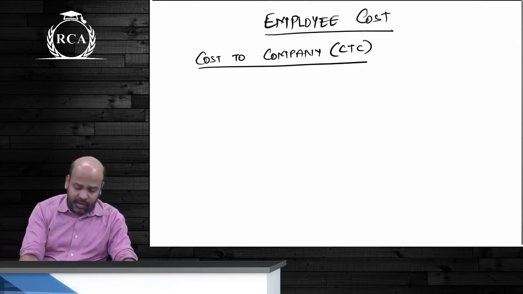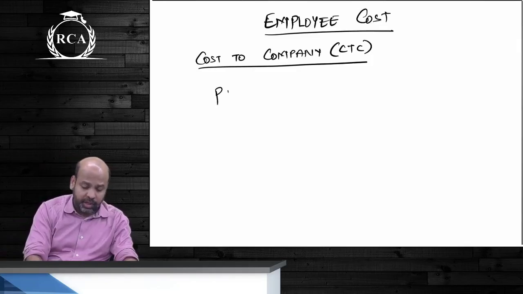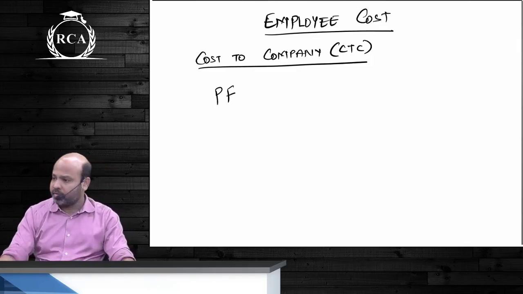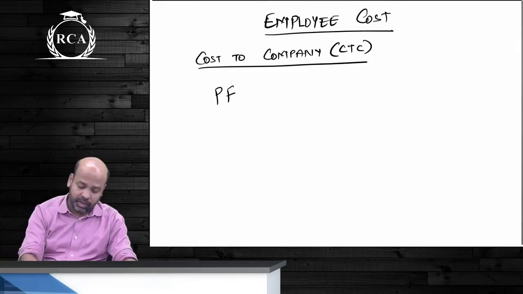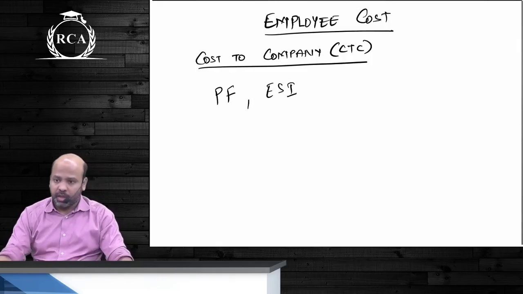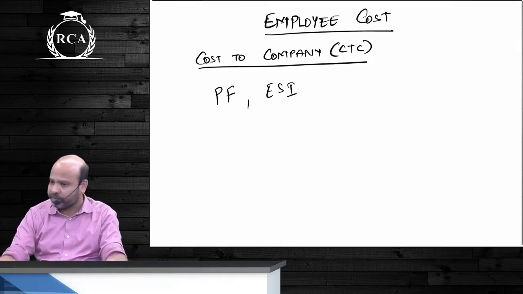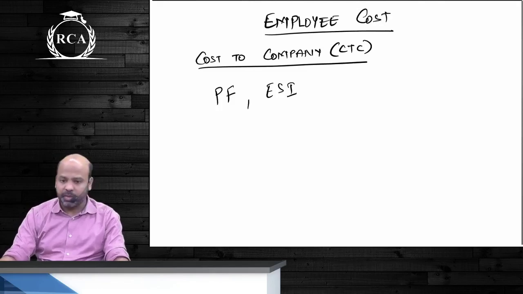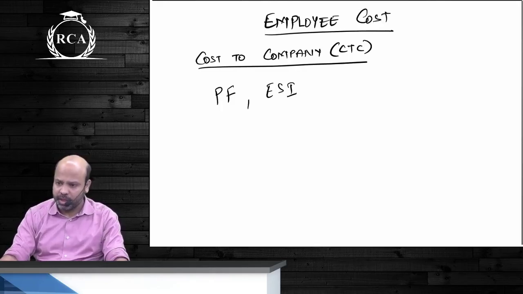Now, guys, let's say that there is provident fund. You know what PF is? Yeah, so if there is provident fund or any amount of medical insurance, ESI as we call it, employee state insurance, these are amounts, guys, that will not be given to the employees. They will be parked in a separate account on behalf of the employee.